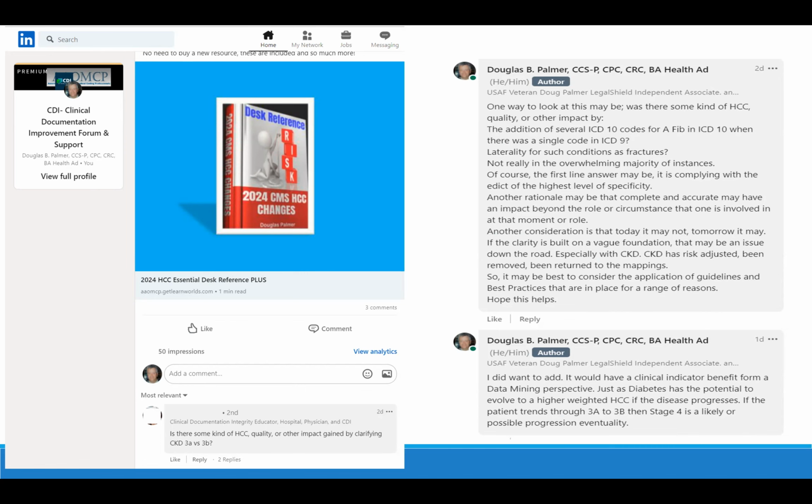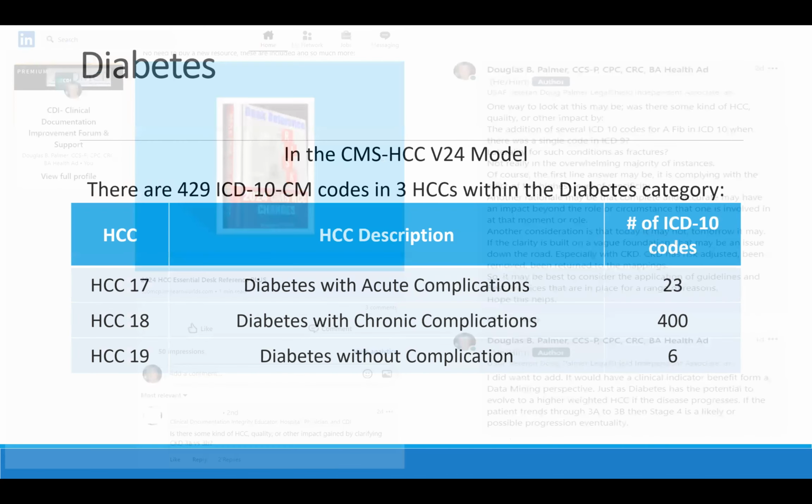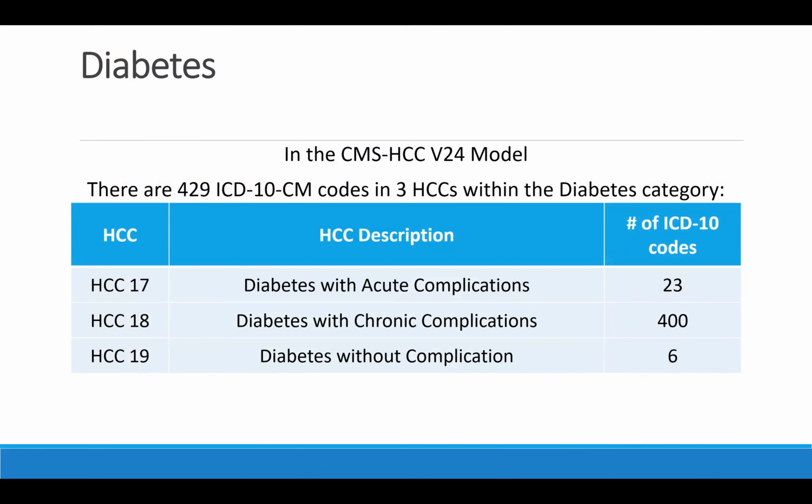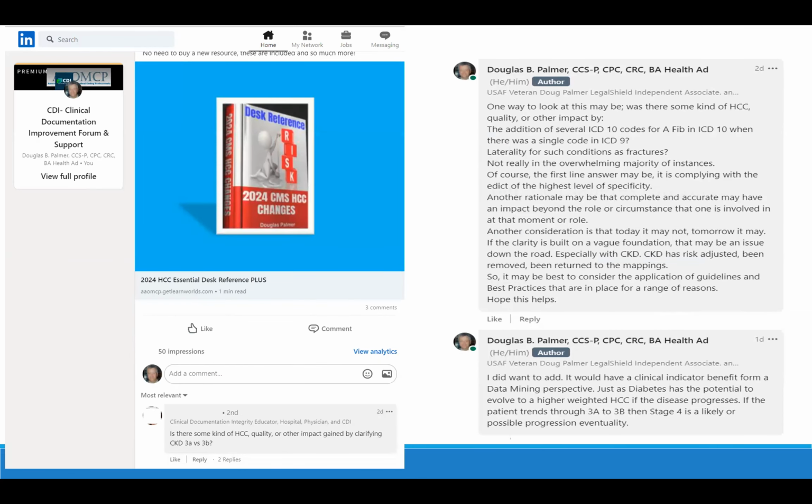This is how we evolve to be better. Sorry about that, I accidentally hit my touchpad on my computer. Discussion and synergy is a really big part of what we do. So, is there some kind of HCC quality or other impact gained by clarifying CKD 3A versus 3B?